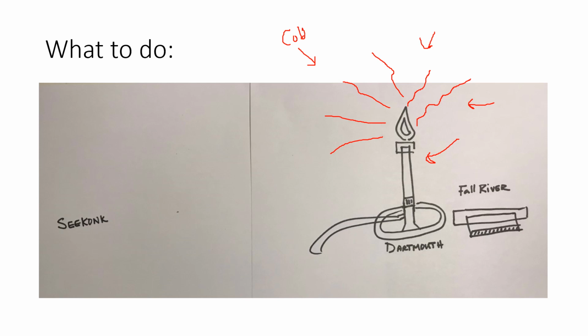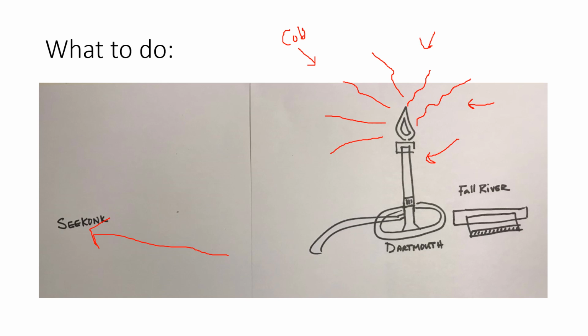So one thing I always tell students is that when you're streaking a plate, you are Fall River. You want to stay near the Bunsen burner, which is Dartmouth. And if you're streaking all the way out here in Seekonk, then you're open for contamination. You want to stay away from Seekonk, stay close to Dartmouth.